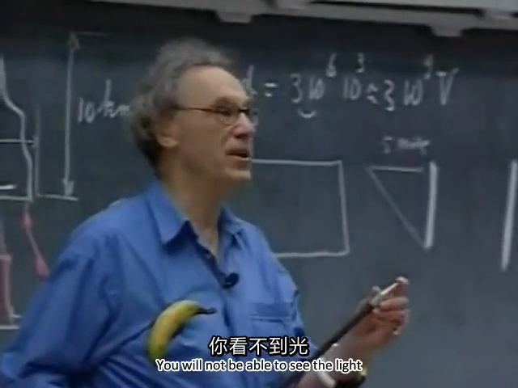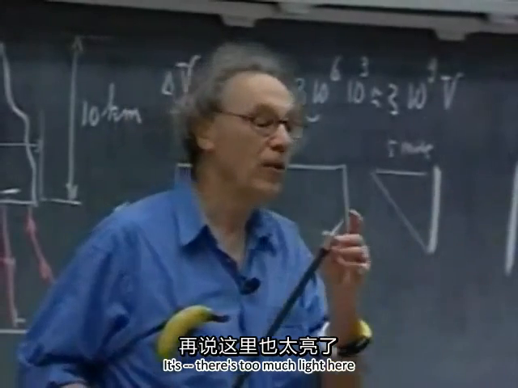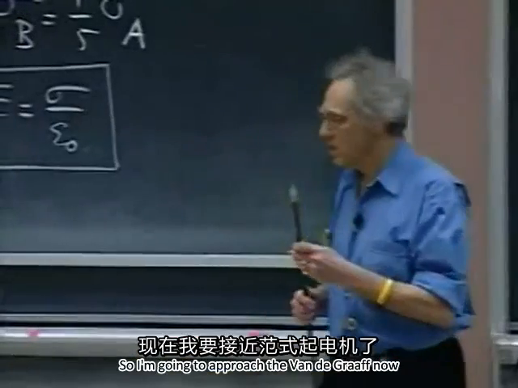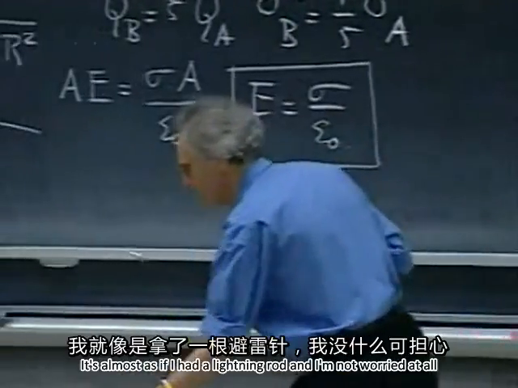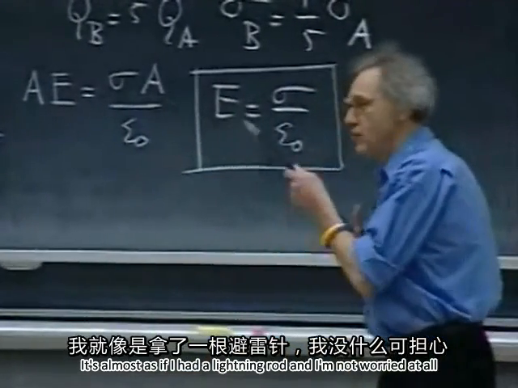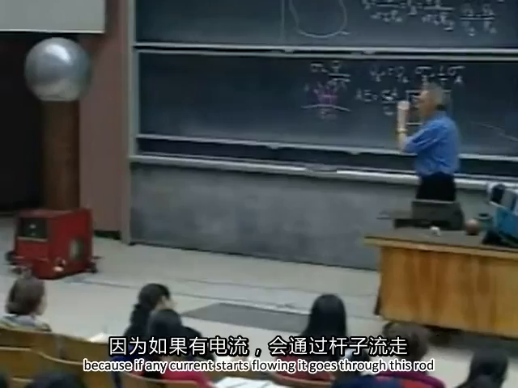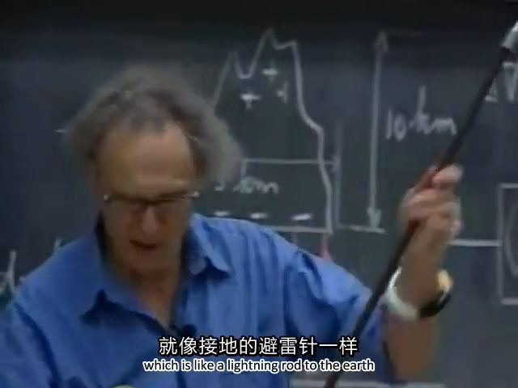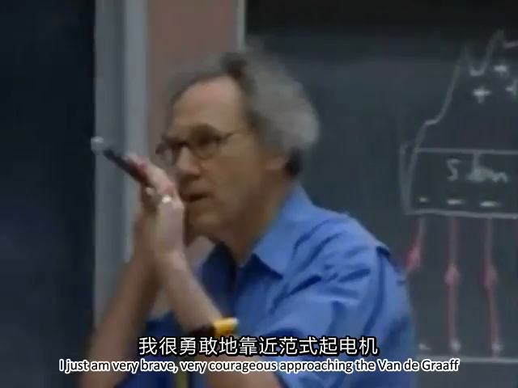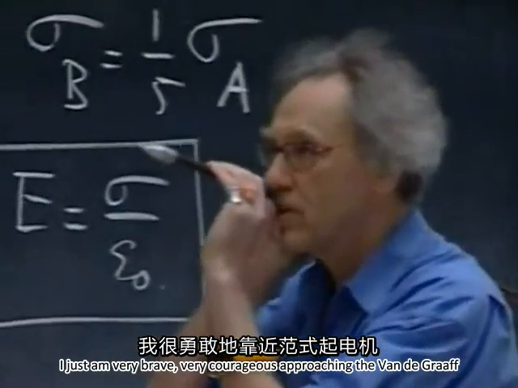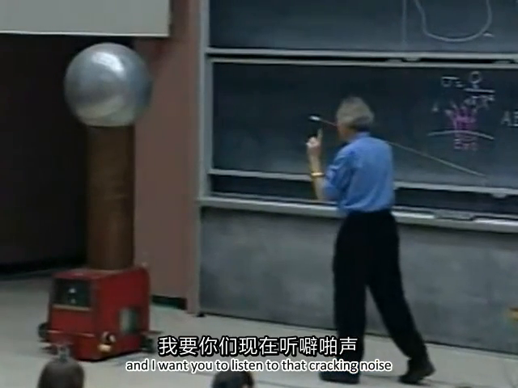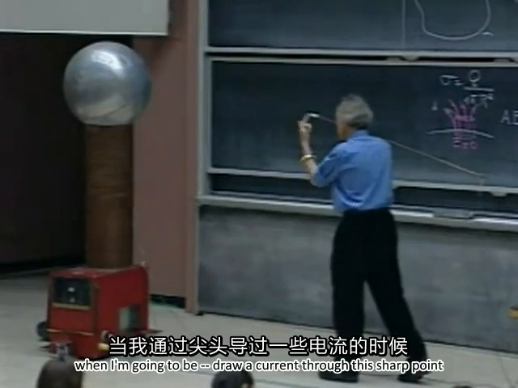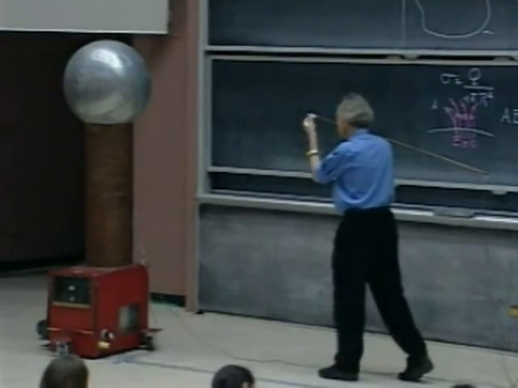You will not be able to see the light. There's too much light here, although I can probably see at the tip here this blue light. So I'm going to approach the Van de Graaff now. It's almost as if I had a lightning rod, and I'm not worried at all, because if any current starts flowing, it goes through this rod, which is like a lightning rod, to the earth. So I'm not worried at all. I just am very brave, very courageous, approaching the Van de Graaff, and I want you to listen to that cracking noise. That cracking noise will disappear when I'm going to draw a current through this sharp point.